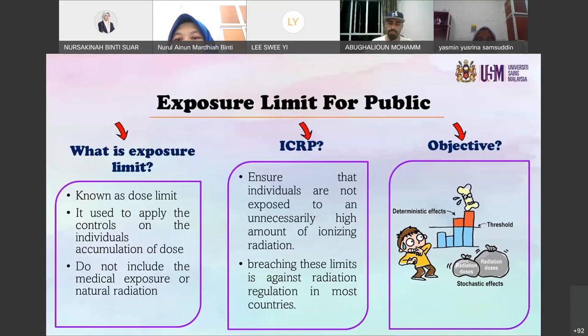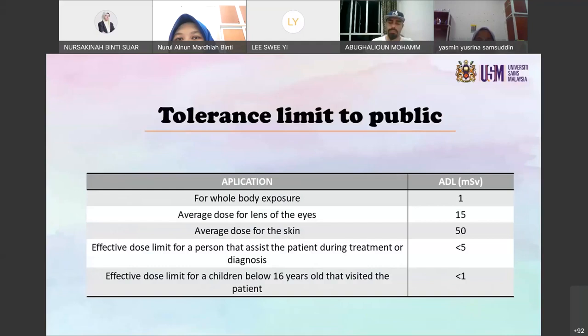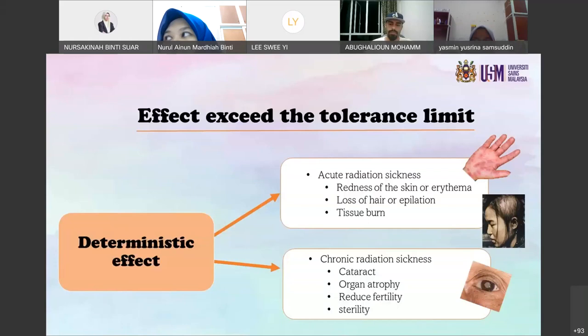Next slide. Okay, this is the tolerance of exposure limit to the public. For whole body exposure, the limit is less than 1 millisievert. The average dose for the lens of the eyes is 15 millisievert. The average dose for the skin is 50 millisievert. The effective dose limit for a person that assists the patient during the treatment or diagnosis must be less than 5 millisievert, while the effective dose limit for children below 16 years old that visit the patient must be less than 1 millisievert per year.